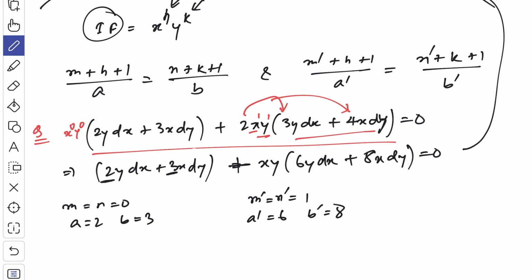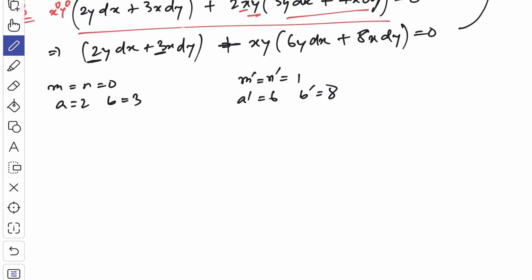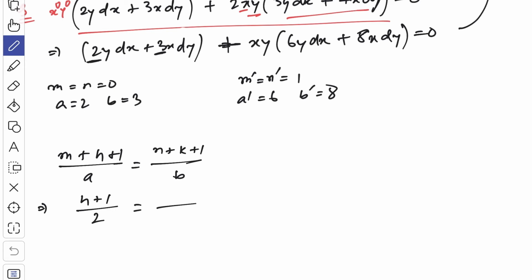Now what are the conditions to be satisfied by h, k? So these two conditions are to be satisfied, so let me show you now. So what were the conditions? m plus h plus 1 by a is equal to n plus k plus 1 by b. Now let's put the values of m and n. So here you will get h plus 1, the value of a is 2, and the value of b is 3 here. So here k plus 1. Then if you simplify this, after cross multiplication and simplification, you will get k is equal to 3h plus 1 by 2. So this is, suppose, equation number 2.